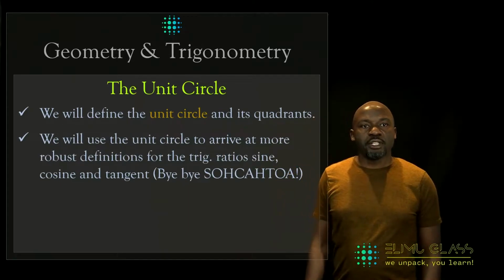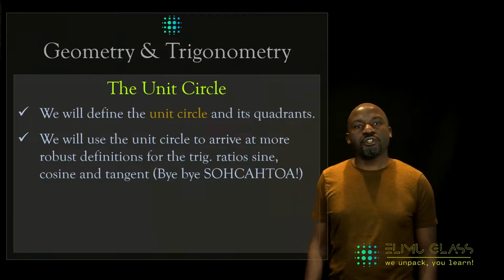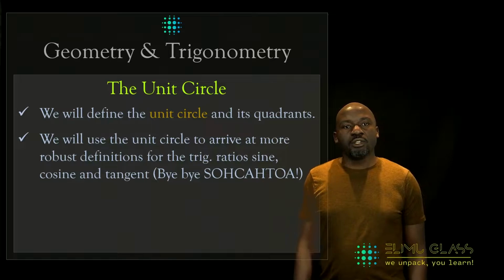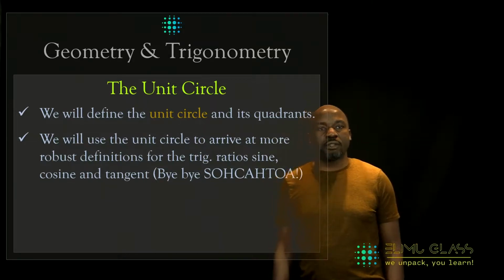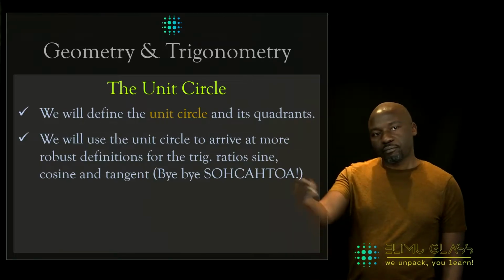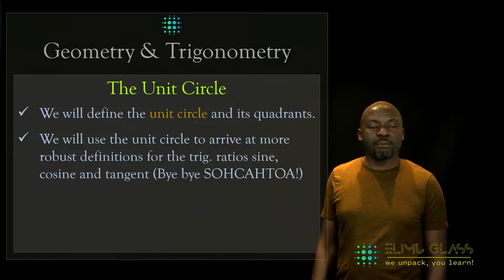We will use the unit circle to arrive at a more robust definition for trigonometric ratios, including sine, cosine, and tangent. And in doing so, we will say goodbye to the SOHCAHTOA method that we've been using from lower primary school, upper primary school to secondary schools.